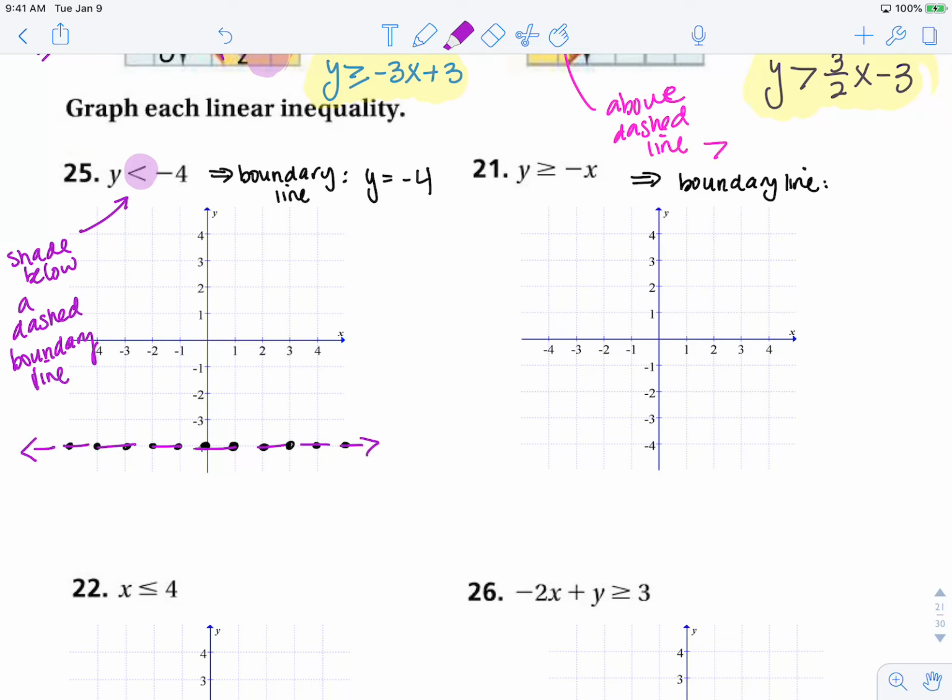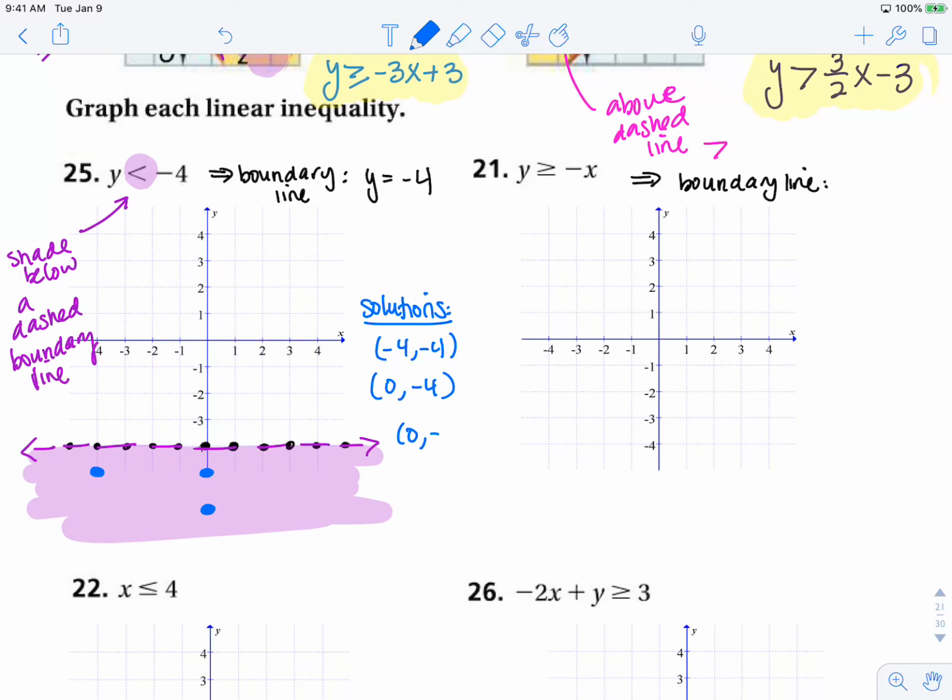And I want to shade all y values below this line. If I look for some possible solutions, it will be any points below this line. If I plot this point, that is -4, -4. Or if I plot this point, that would be 0, -4. Or I could go a little further down and say that 0, -5 is a solution. So there are an infinite amount of solutions shaded below that boundary line.